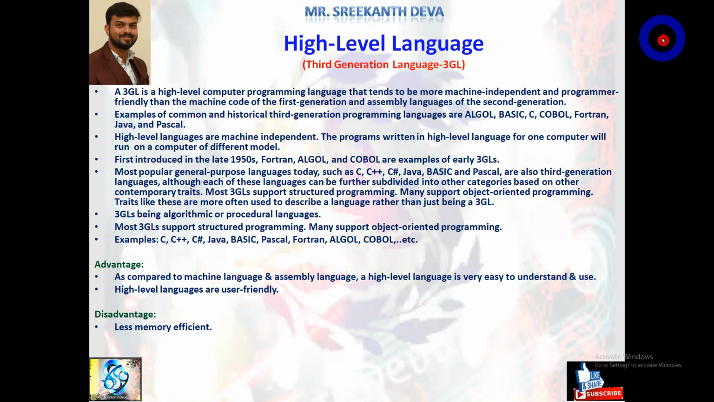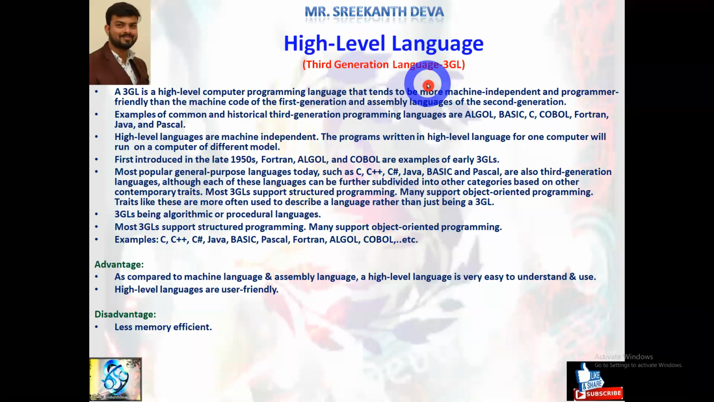Next we are entering into third generation language, called high level language. The third generation language was the next improvement in the field of computer programming languages. It refers to high level programming languages like Fortran, COBOL, Basic, Pascal, C, C++, and Java. It enables programmers to develop software applications.